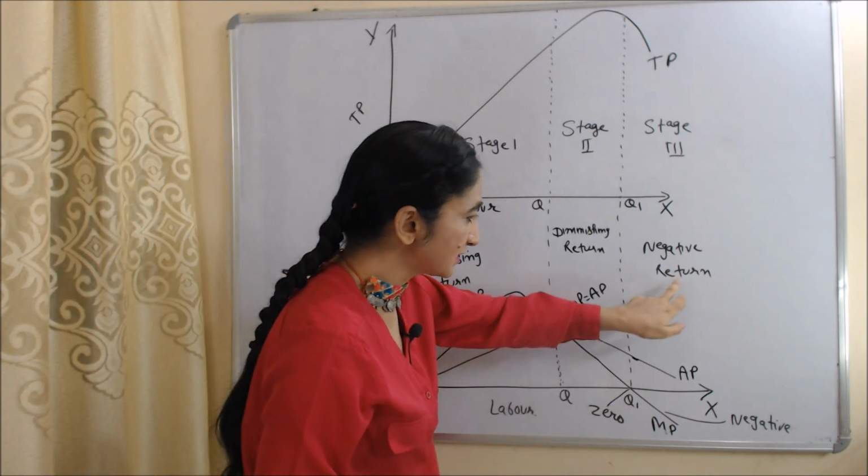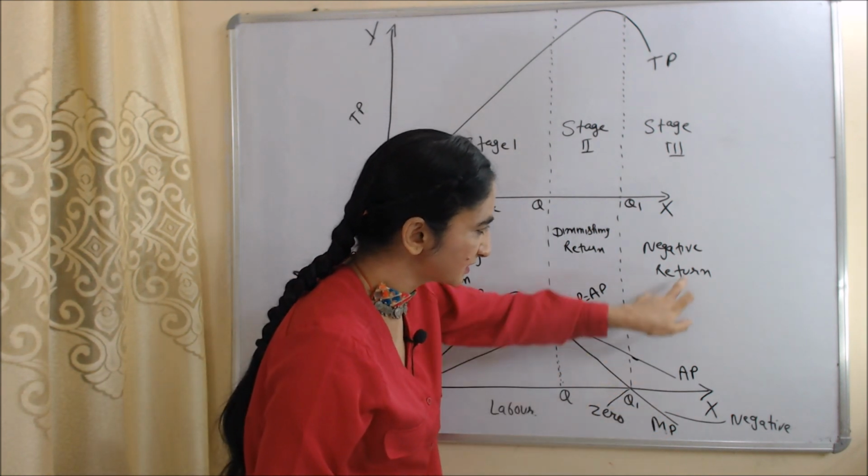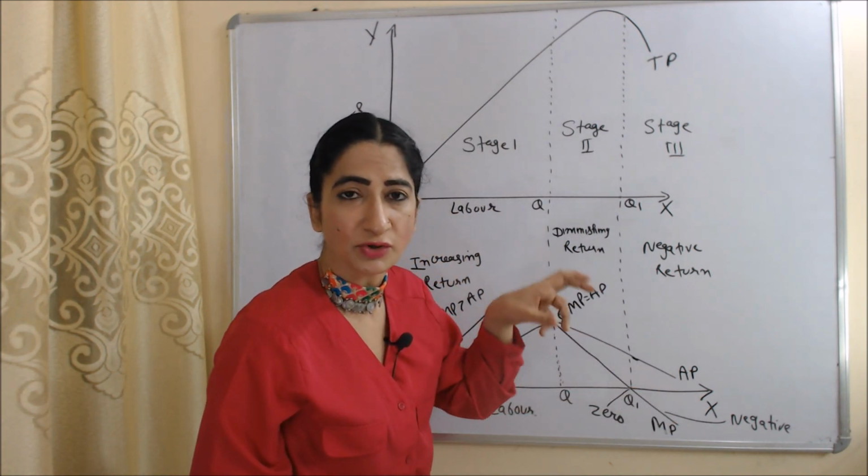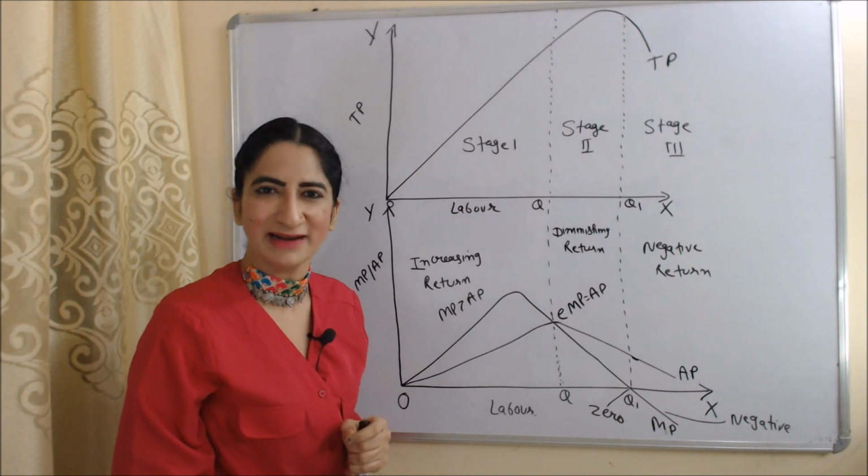At the third stage you can see our marginal product becomes negative. This is our third stage. Here you can see our marginal product becomes negative because of too much overutilization of our fixed factor, land.